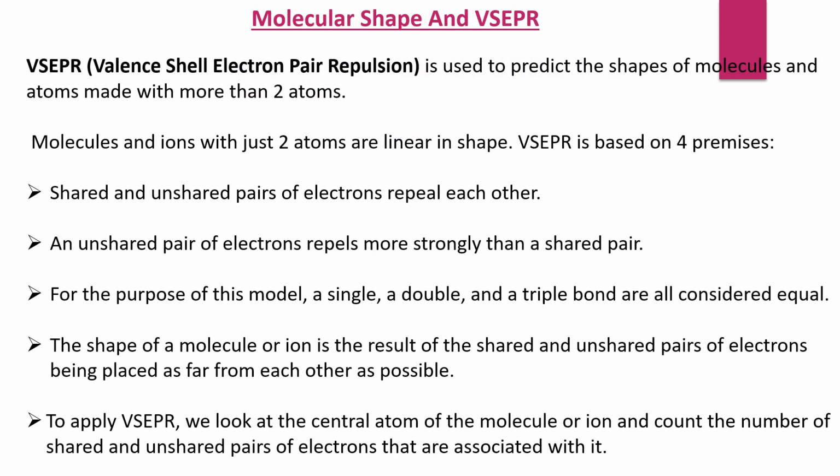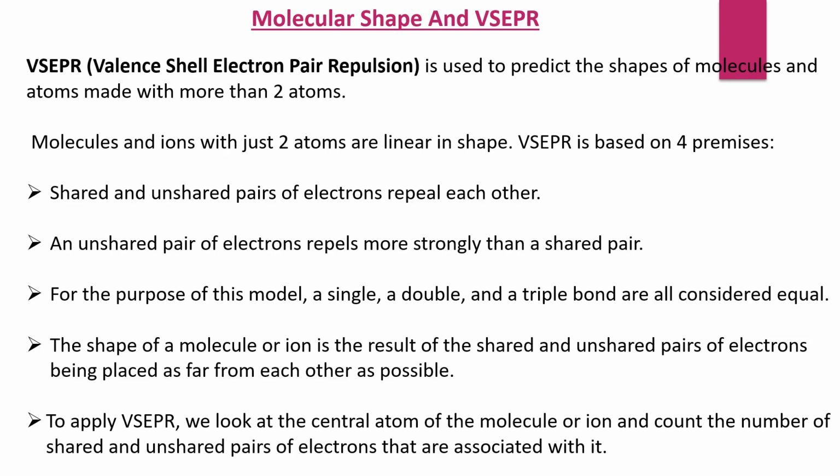VSEPR, valence shell electron pair repulsion, is used to predict the shape of molecules and ions made with more than 2 atoms. Molecules and ions with just 2 atoms are linear in shape. VSEPR is based on 4 premises.